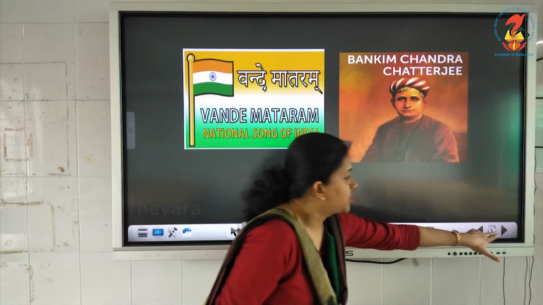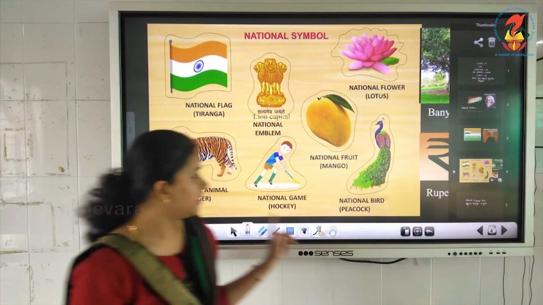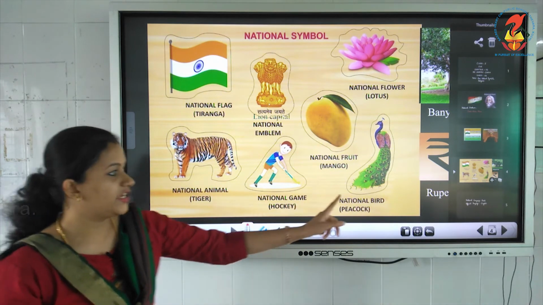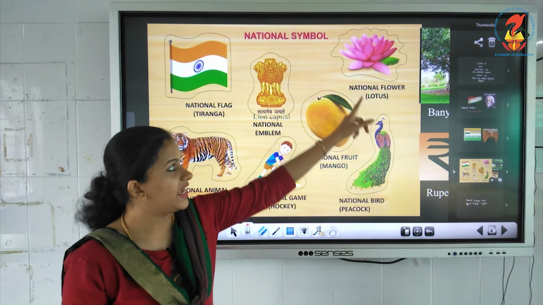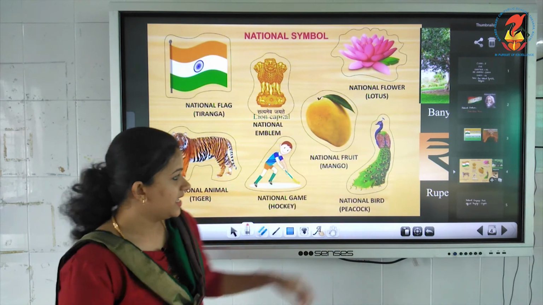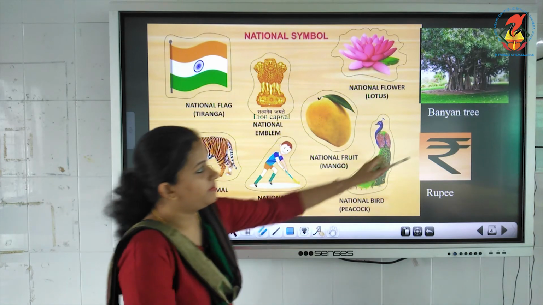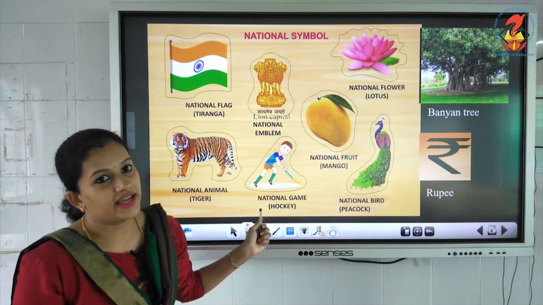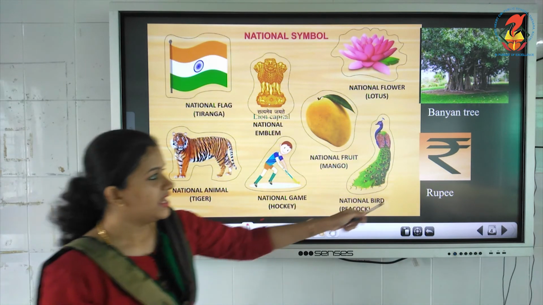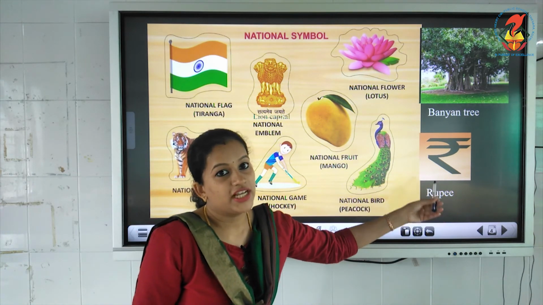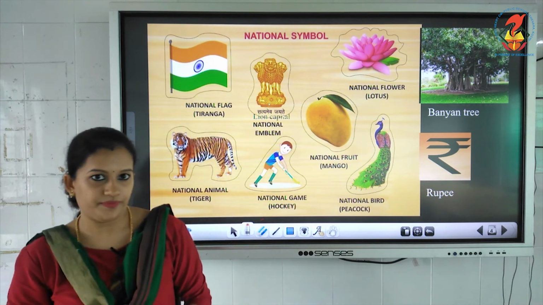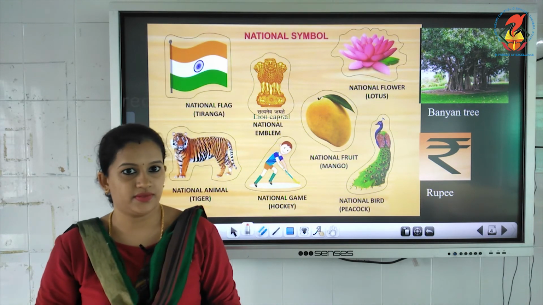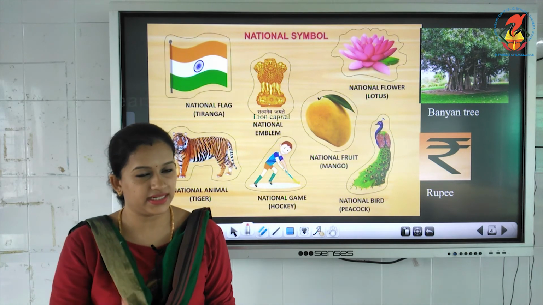Then our national animal is the tiger. National bird is peacock. National flower is lotus. Then national tree is the banyan tree. Then the national fruit is mango. National game is hockey. And the national currency is rupee. So this is about our national symbols. Okay, I hope this is clear.